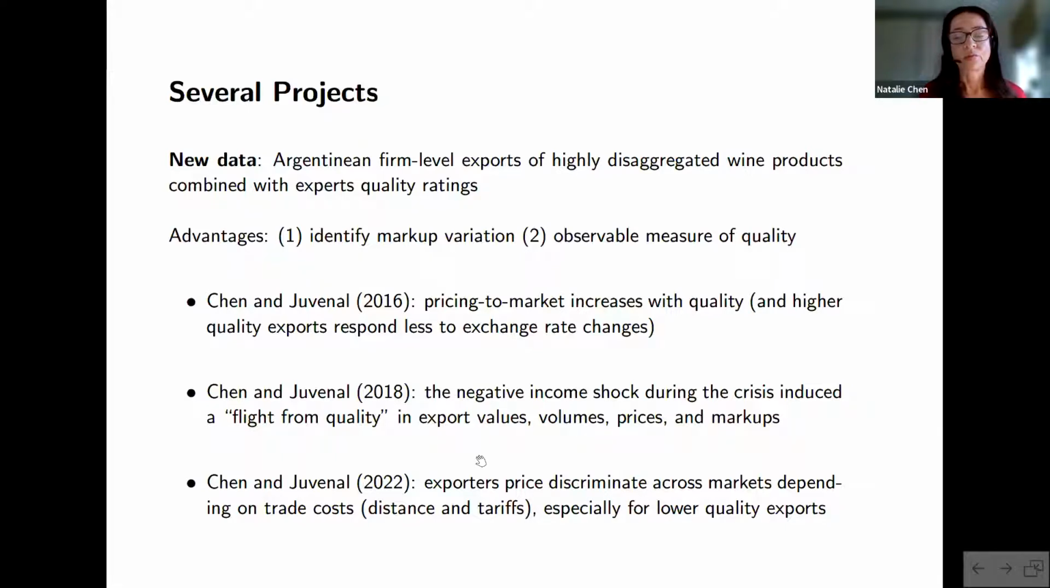So in order to illustrate what we can do with this new data set that we have collected, which allows us to identify the variation in markups and to observe a measure of quality, what I'm going to do now is to discuss a bit more what we do in the latest paper that we have, the 2022 paper.